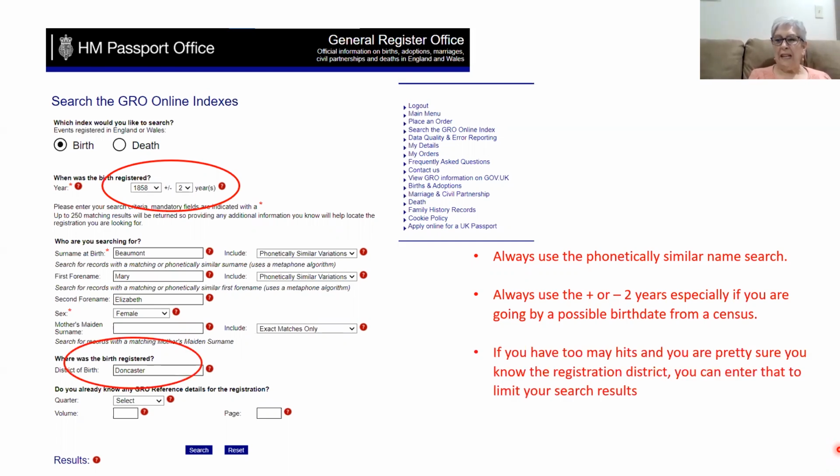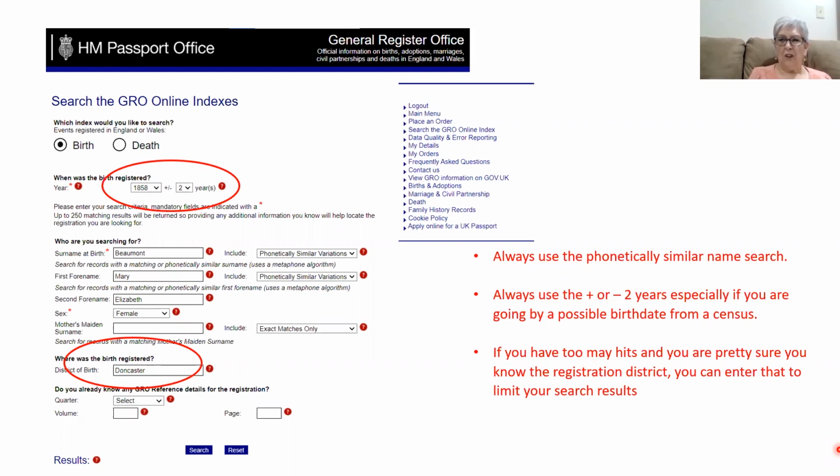If you have too many hits when you plug in the phonetically similar variations, you can put in the register. If you're pretty sure you know the registration district, you can put that in, and that will limit your search too, and maybe bring up the right results. You just have to try several different things.